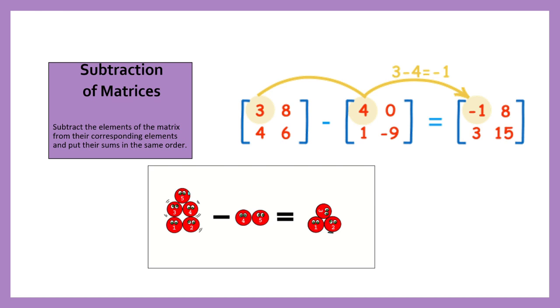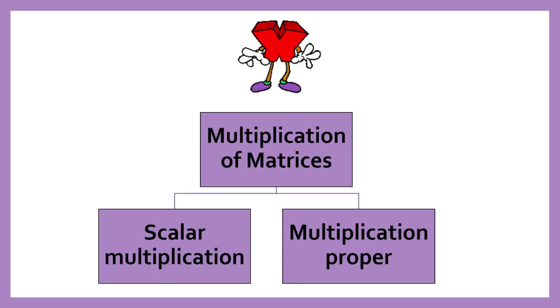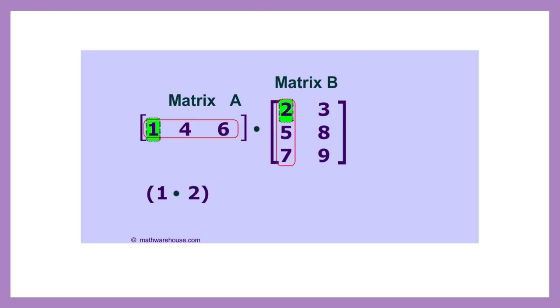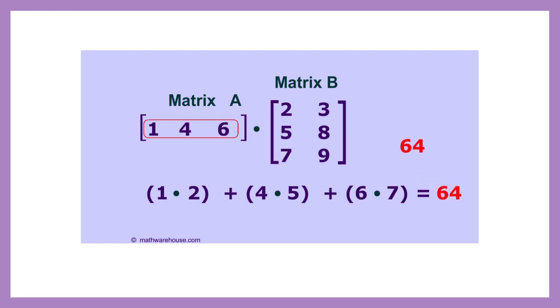Multiplication of matrices. There can be two types of multiplication with matrices. First, scalar multiplication. Second, multiplication proper. Scalar multiplication. When each element of a matrix is multiplied by a constant number called a scalar, it is called scalar multiplication. Scalar multiplication is distributive over addition.